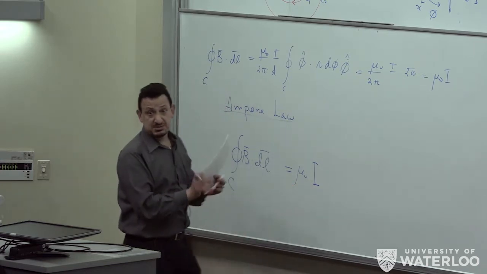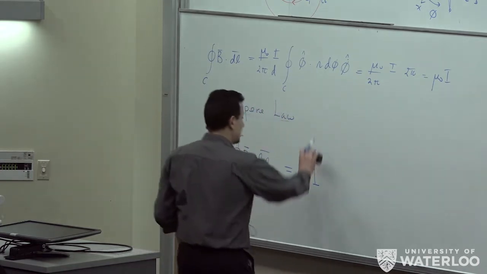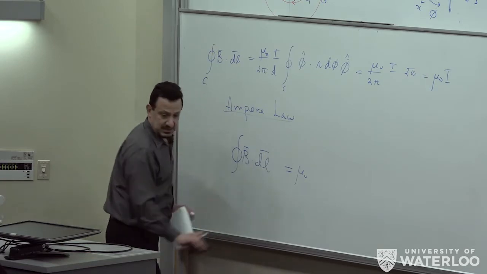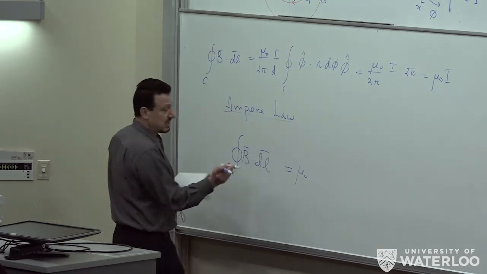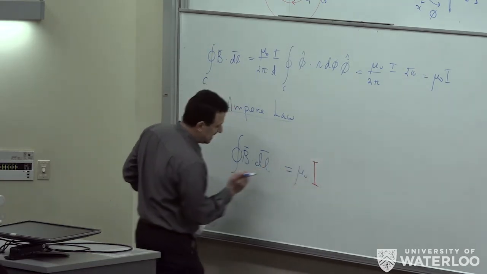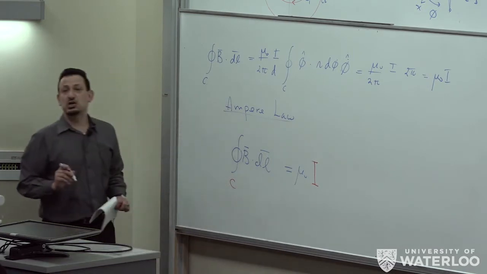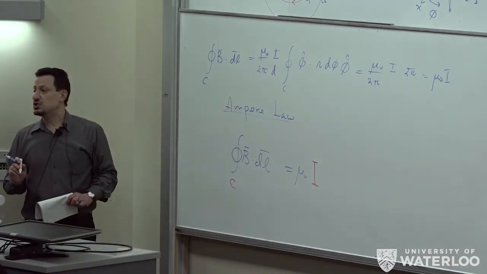The I, which I? I can do this better with color. I can take the I, take the C, just to emphasize, you don't have to change that in your notes. This I is the I that is enclosed by the contour.